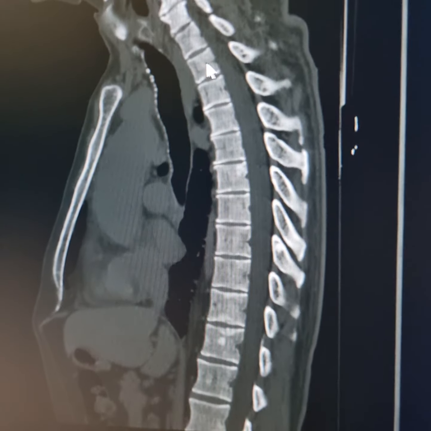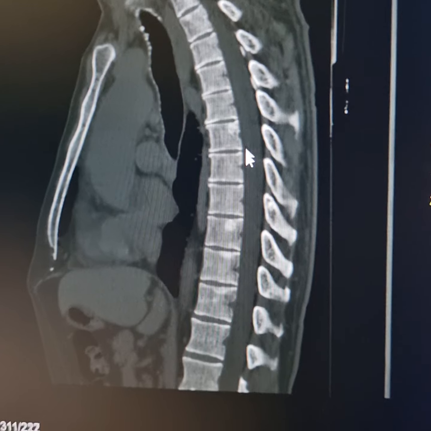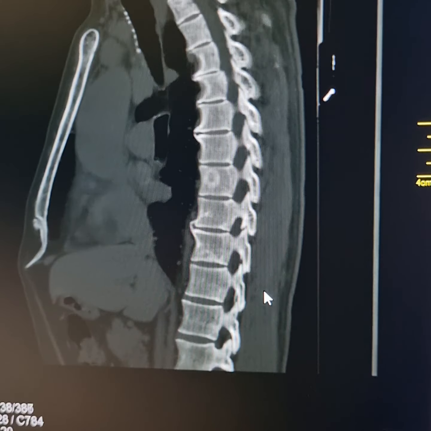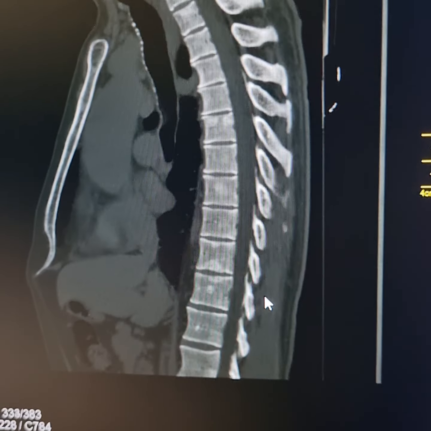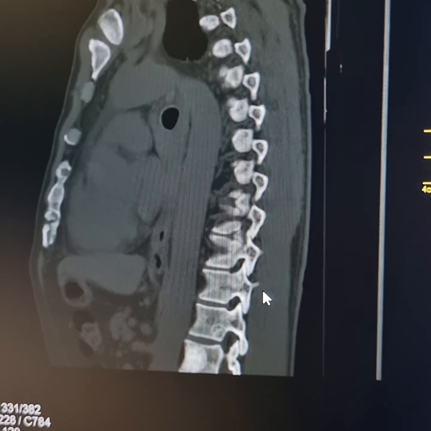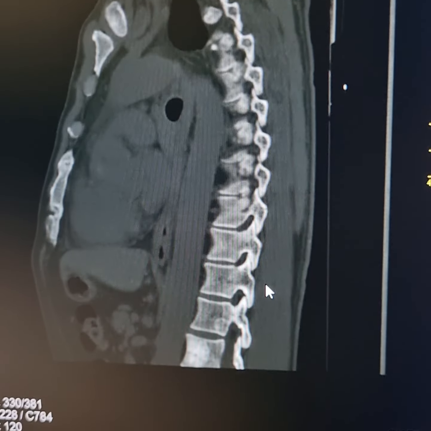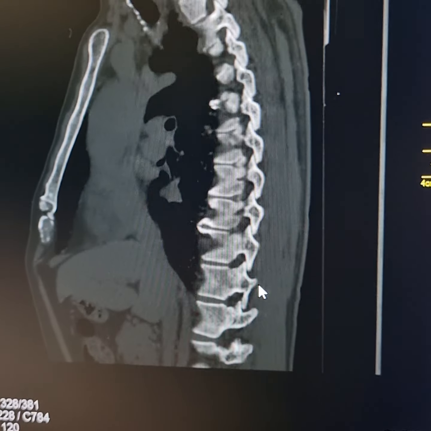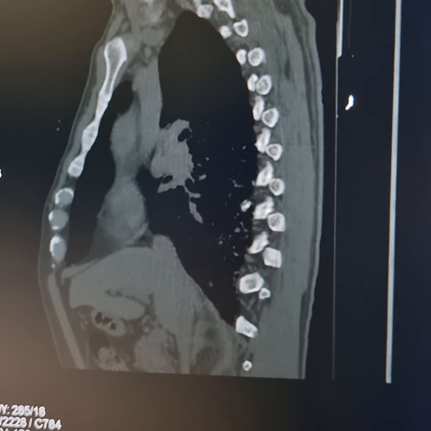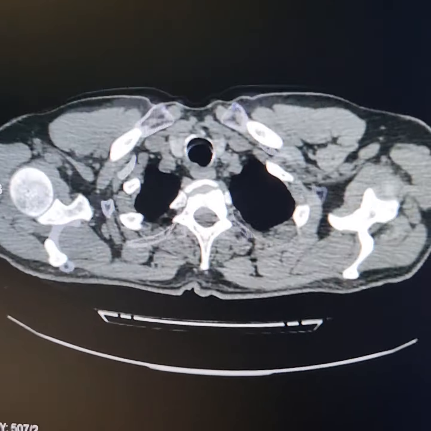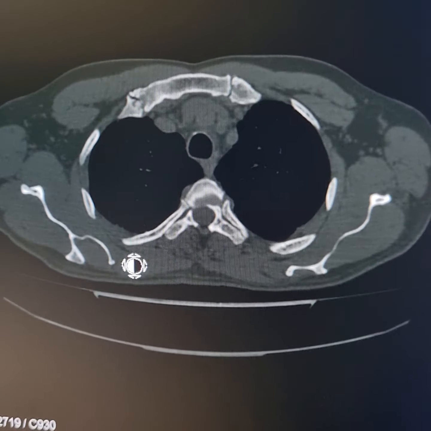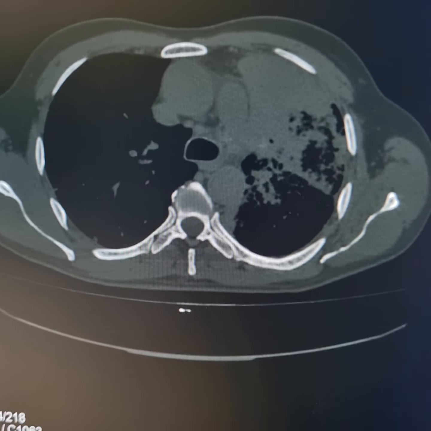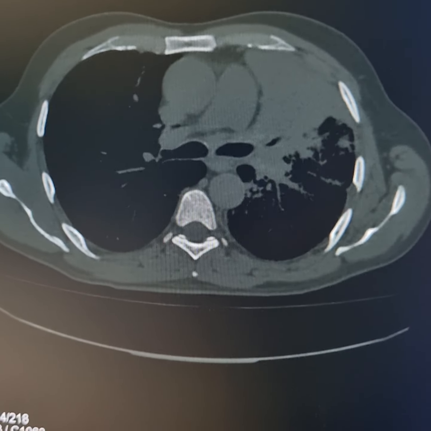Here you find sclerotic or osteoblastic lesions involving almost all of the vertebrae. These are suggestive of metastatic lesions. It is very rare to have sclerotic metastatic bone lesions in cases of carcinoma of lung, but adenocarcinomas are known to have sclerotic metastatic lesions. Please observe the metastatic sclerotic lesions involving almost all of the vertebrae.